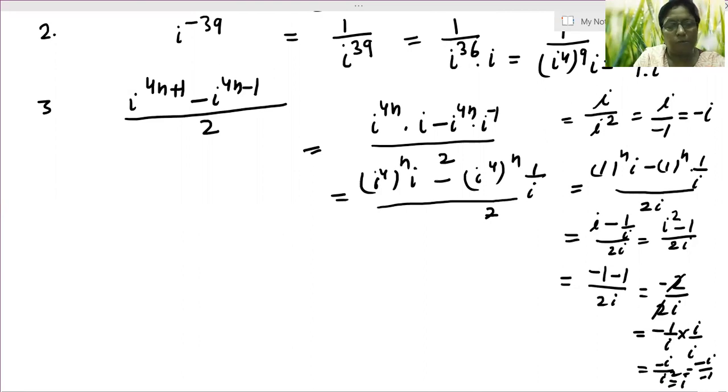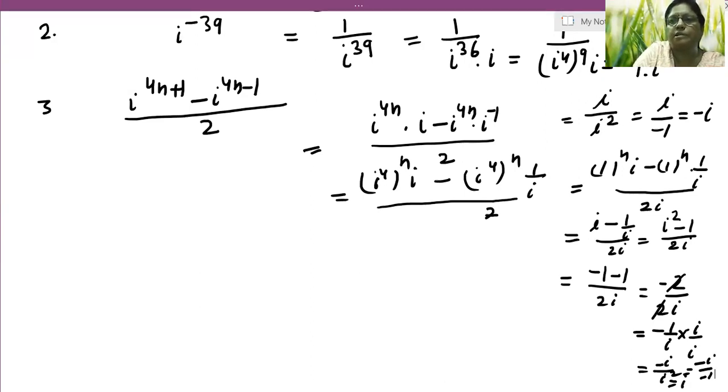Where the power of i is even, or a multiple of 4, then its value is always 1. You keep this in mind. So these are some basic tips to solve the basic problems on complex numbers.